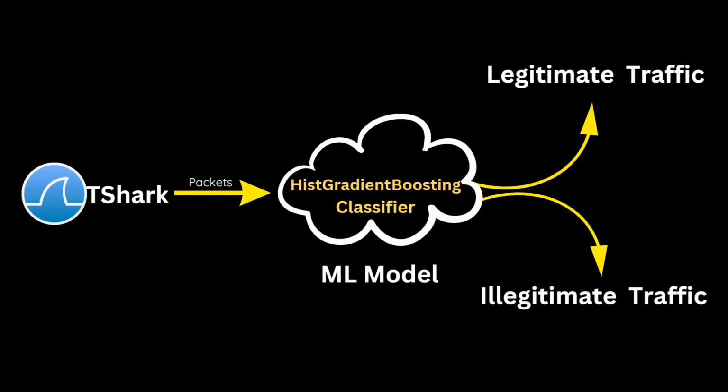The captured packet data from T-Shark is fed into a machine learning model, which tries to recognize patterns in the network traffic and classifies it as legitimate or illegitimate based on learned patterns and behaviors. In summary, by combining the packet capturing capabilities of T-Shark with the analytical power of machine learning, we are better equipped to defend against sophisticated cyber threats like DDoS attacks.